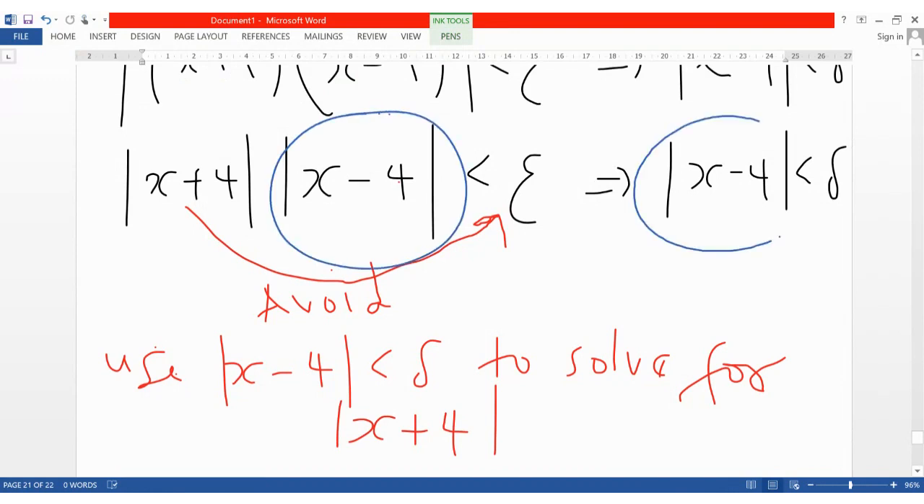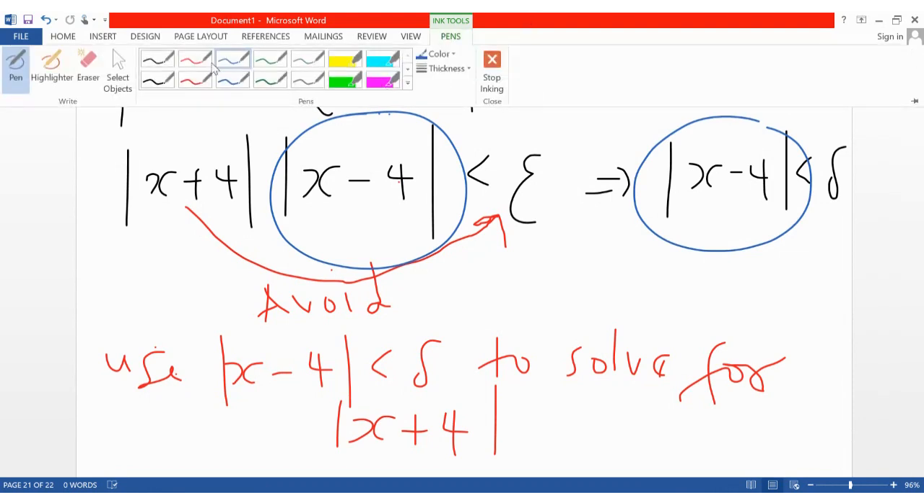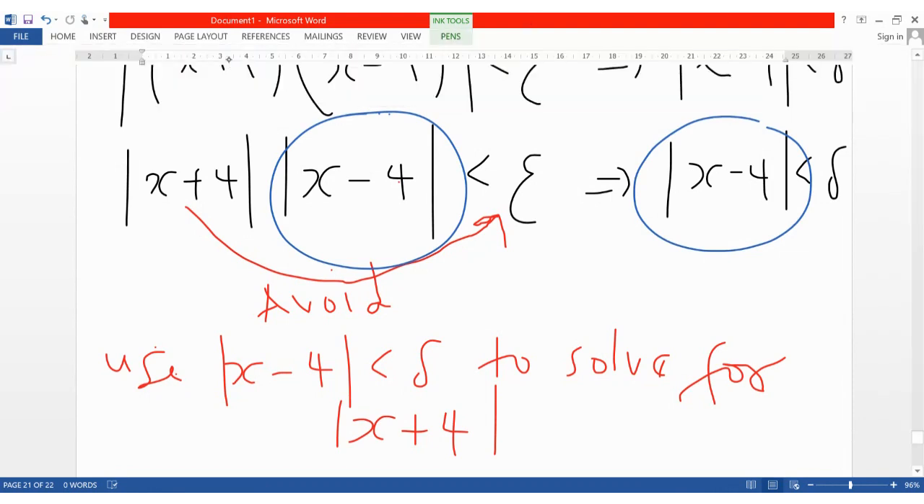The problem is whatever I'm circling in green, x plus 4. That's what you want to eliminate, the one I've circled in red. So the only thing I can do is to use the delta to solve for x plus 4 so that I replace it with a constant. So how do I do that? I will just pick a value of delta.